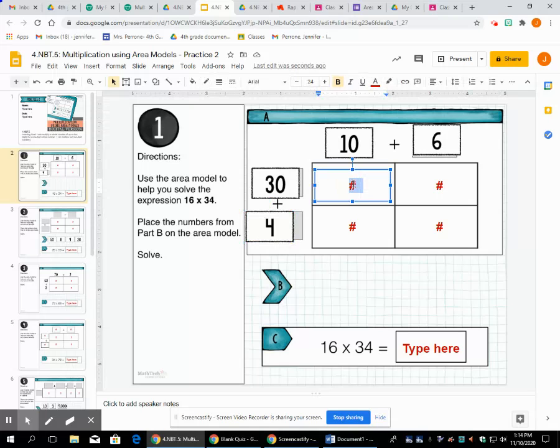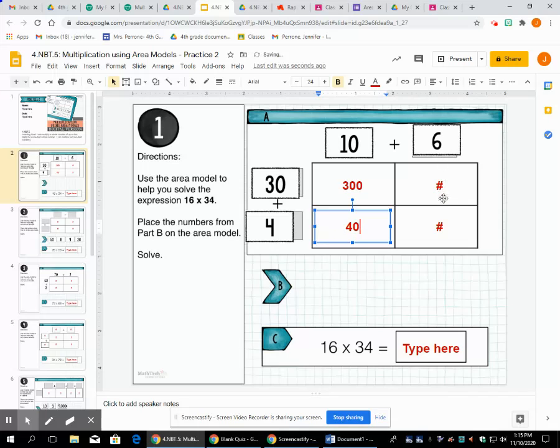10 times 30 equals 300. Then I'm going to take my 10 and multiply it by the other number on this side. And they meet on this bottom quadrant. So if I bring my 10 down, my 4 over, this is the box they meet at. 10 times 4 equals 40.